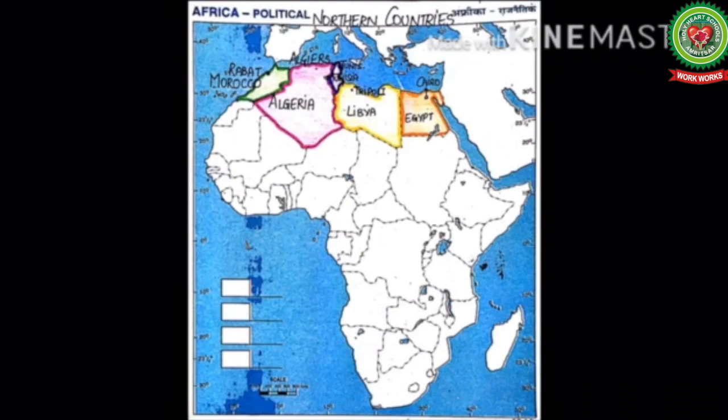Let's recall their name again. Morocco, its capital Rabat. Number 2, Algeria, its capital Algiers. Number 3, Tunisia, its capital Tunis. Number 4, Libya, its capital Tripoli. And number 5 is Egypt and its capital is Cairo.